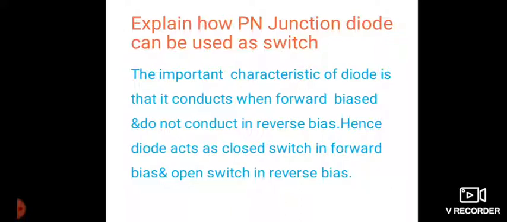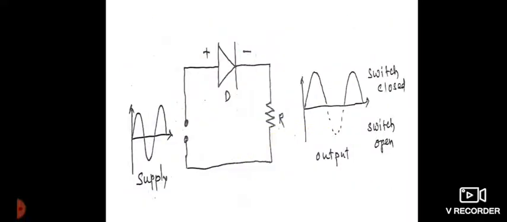Okay, now coming to how a PN junction diode can be used as a switch. As we have seen in the first slide, the diode can be used as a switch. How can the diode be used as a switch? We know that in forward bias the diode starts conducting. In reverse bias the diode acts as an insulator. The same property is used for using the diode as a switch.